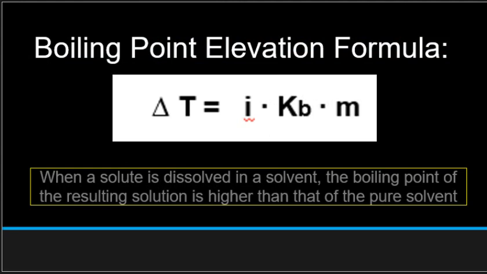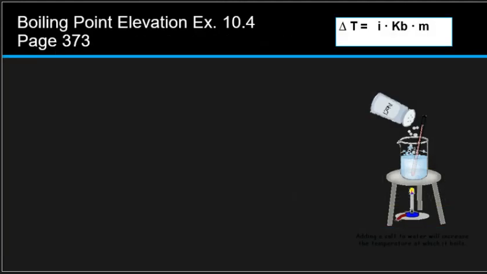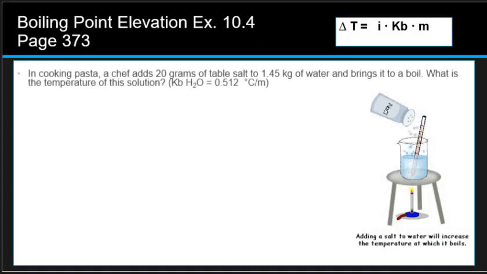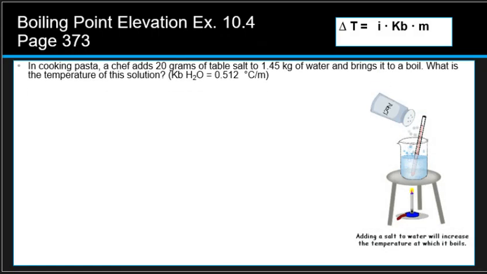All right, so now we're going to use this. And this gets a little more in my book. Well, the antifreeze one's pretty practical. But we're going to use one now where we are going to add salt to cook pasta. Y'all cook pasta? You put salt in there? Yeah. It's because salt tastes so good, right? It actually allows the water to boil at a higher temperature, therefore to cook faster. The chef adds 20 grams of table salt to 1.45 kilograms of water, brings it to a boil. What is the temperature of this solution? And then our Kb is given to us right there at 0.512.